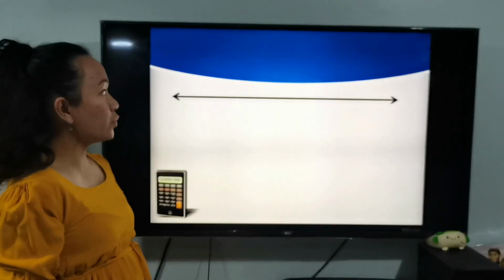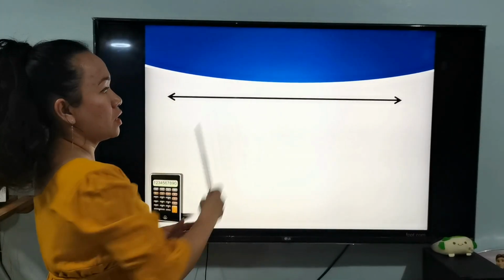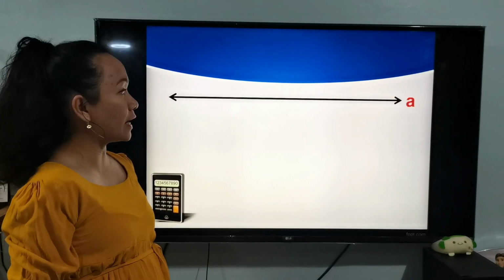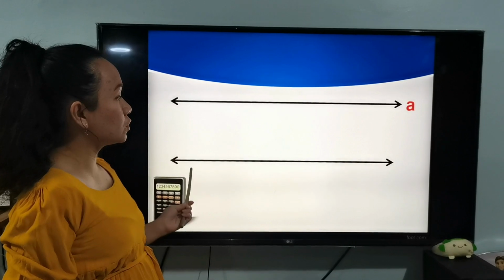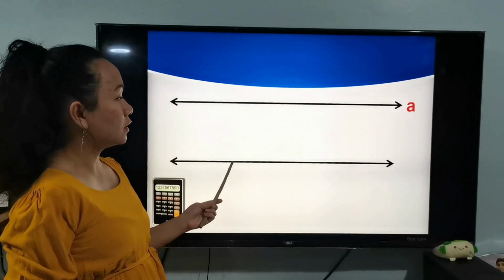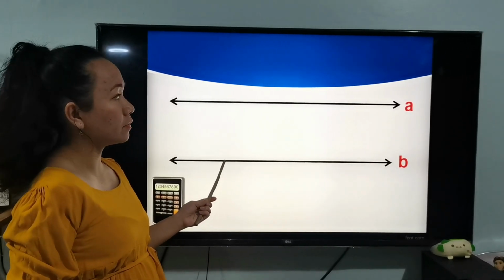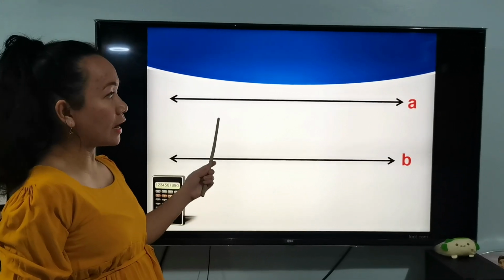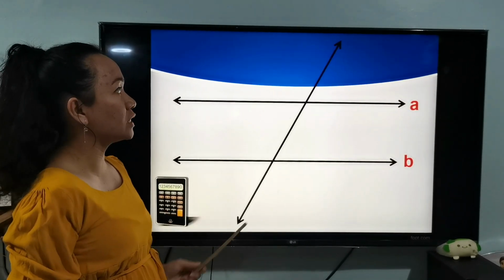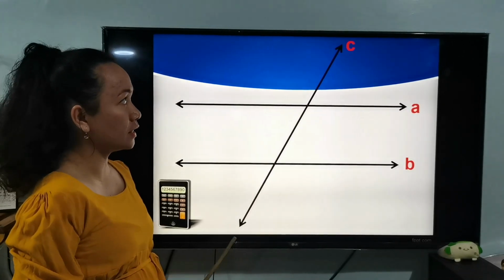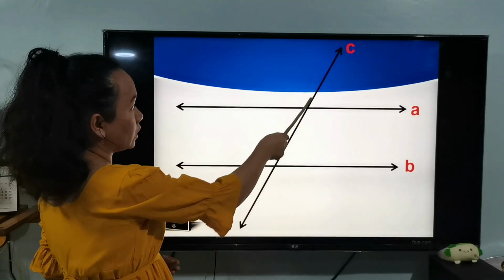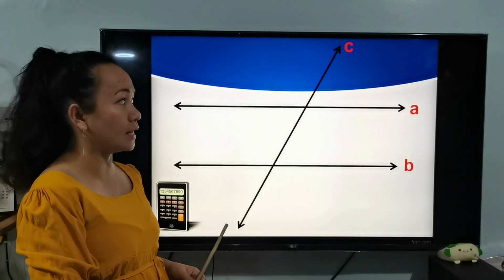Okay, let's say we are given this line and labeled as line A. This line A is parallel to another line. Let's say this is line B. These two parallel lines are being cut by a transversal. Let's say this is line C. This is what we call our transversal.